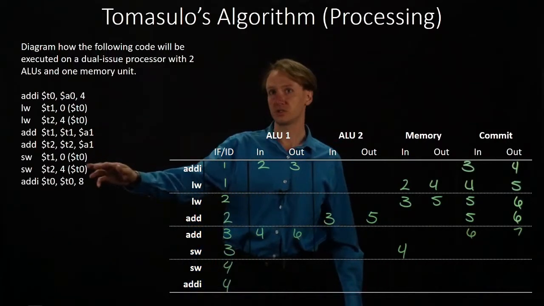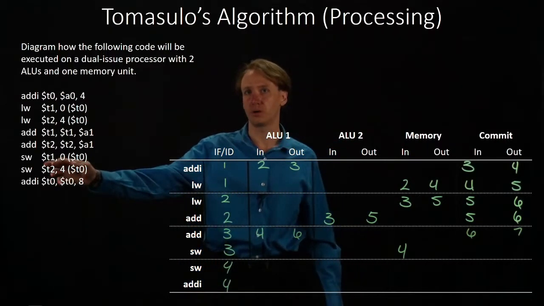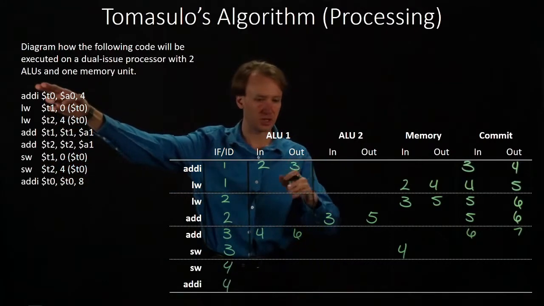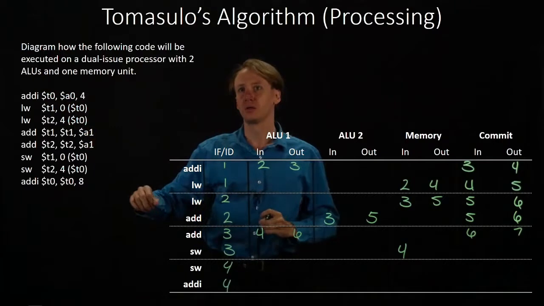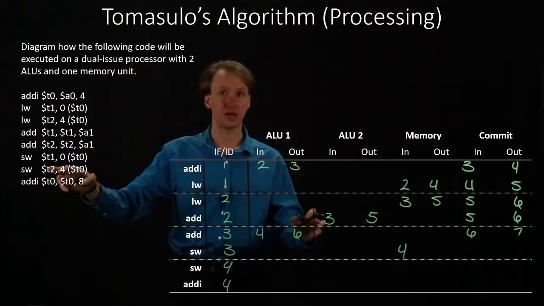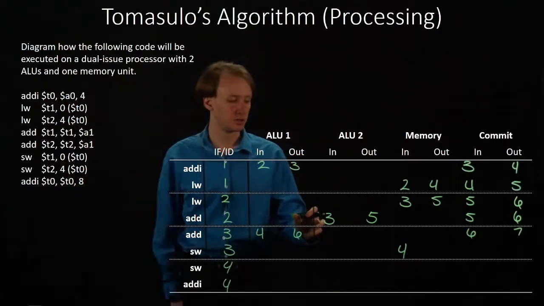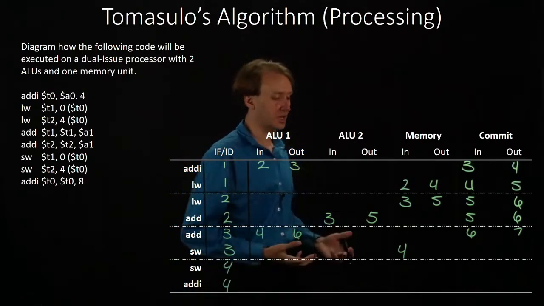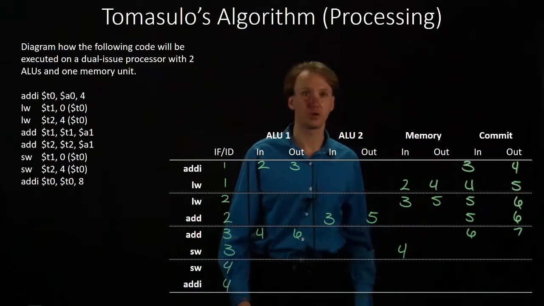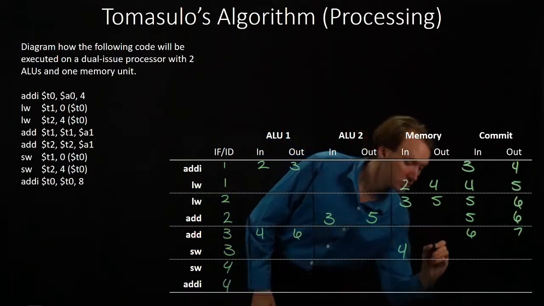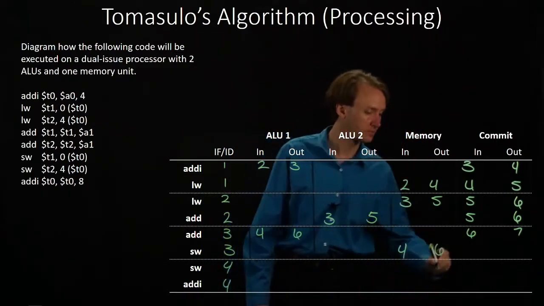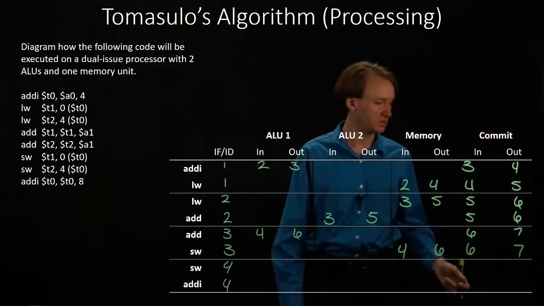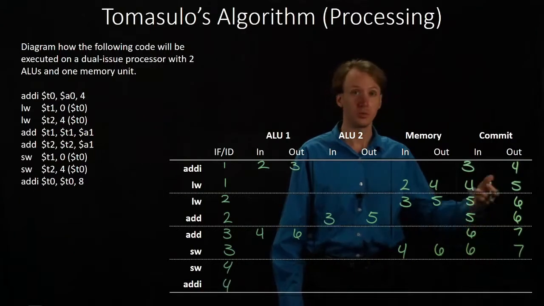Our store word instruction depends on T0 and T1. T0 was updated way back in the add immediate instruction, so that's not a problem. But T1 was updated by our first add instruction. So we'll need to wait until at least cycle 6 to be able to use this data. Turns out our memory unit is free in cycle 6, so we'll go ahead and schedule that. And then since there's a free slot in cycle 7 to commit an instruction, we'll do that as well.